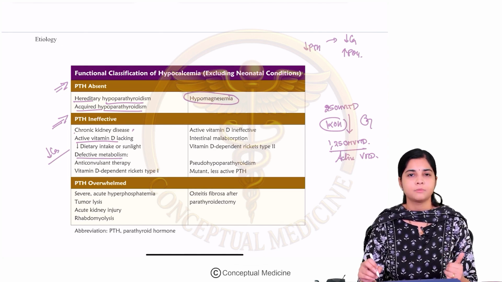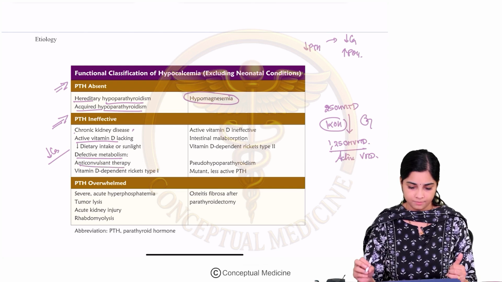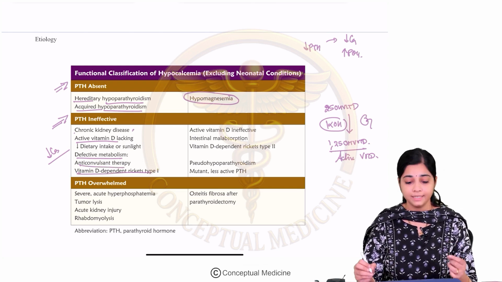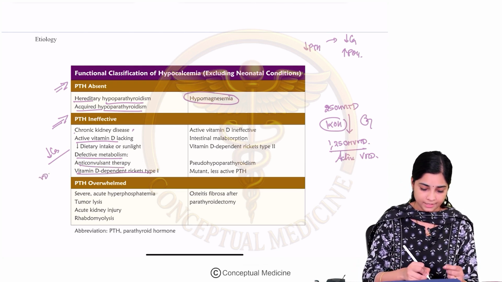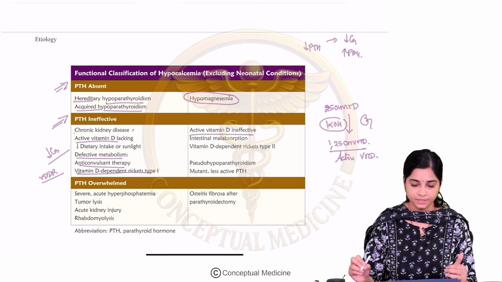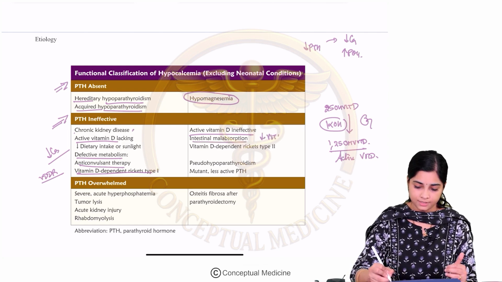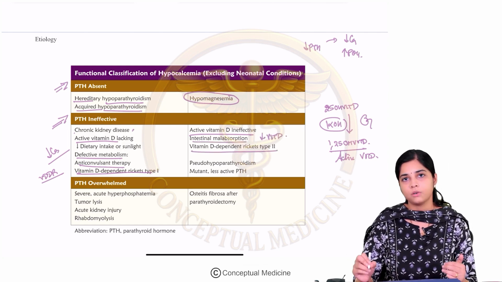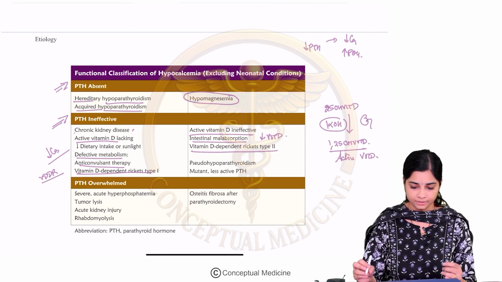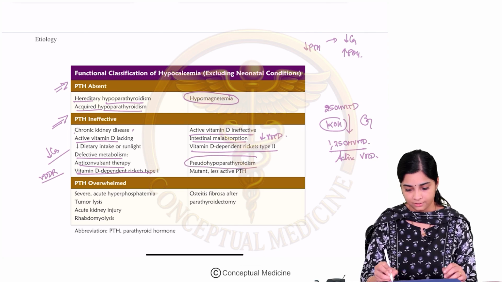So abnormal metabolism of vitamin D can occur with anticonvulsant therapy. Then vitamin D dependent rickets, or VDDR type 1. Here you have resistance to the action of vitamin D. Then intestinal malabsorption, again vitamin D deficiency, and in VDDR type 2 also there is resistance to the action of vitamin D. The next most important cause is pseudohypoparathyroidism.